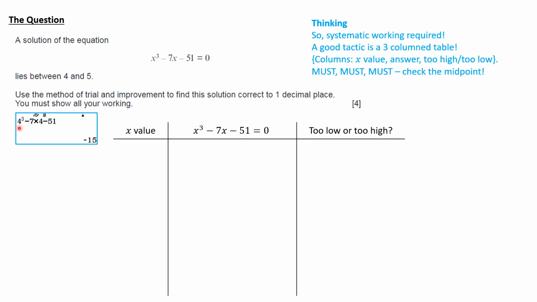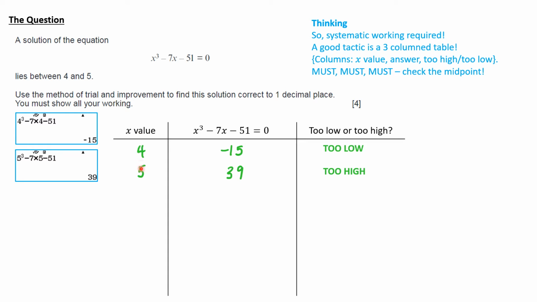So first of all, if I put 4 in, so 4 cubed minus 7 lots of 4 minus 51, my calculator tells me it's minus 15. I'm going to write that down in my table, because remember your examiner cannot see what you've put into your calculator. Now I'm aiming for 0, and this gave me minus 15, so this is too low. I then put 5 in just to check, 5 cubed minus 7 times 5 minus 51 gives me 39, and remember I'm aiming for 0, so this is too high.